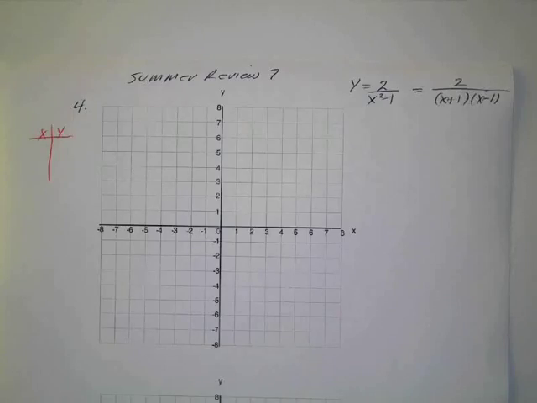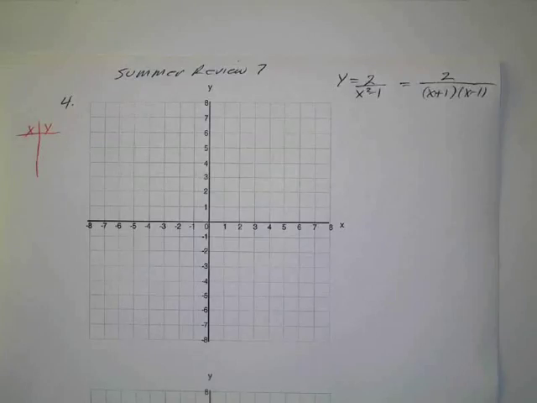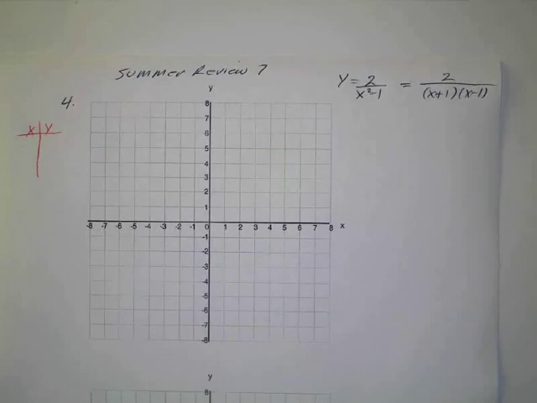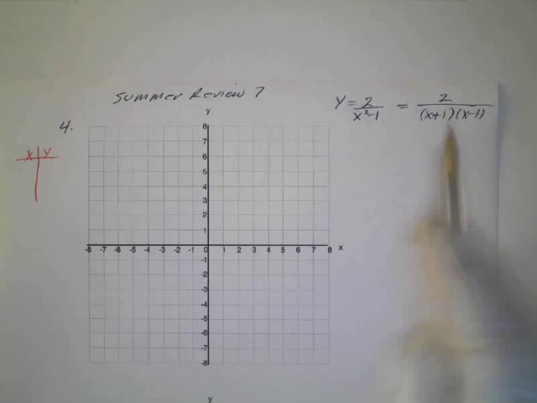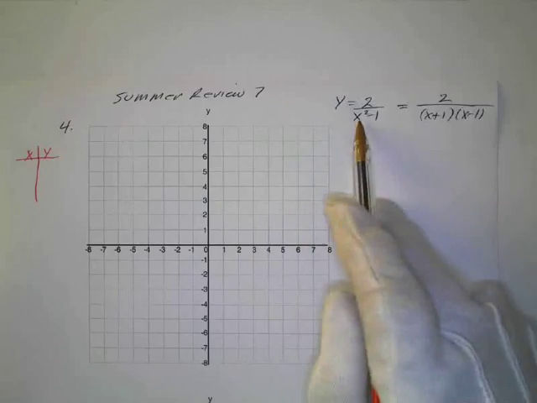Okay, so let's see what we've got here. The function was f of x equals 2 over x squared minus 1, and I can factor the bottom. Now when I look at this, what do I like about this? Well, it looks like it's an even function.